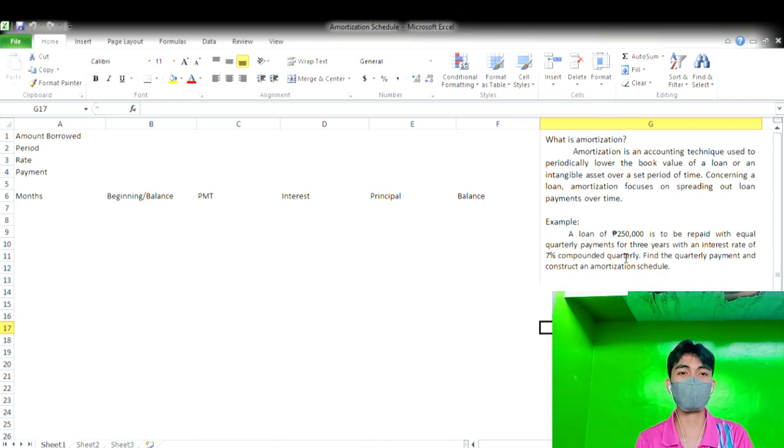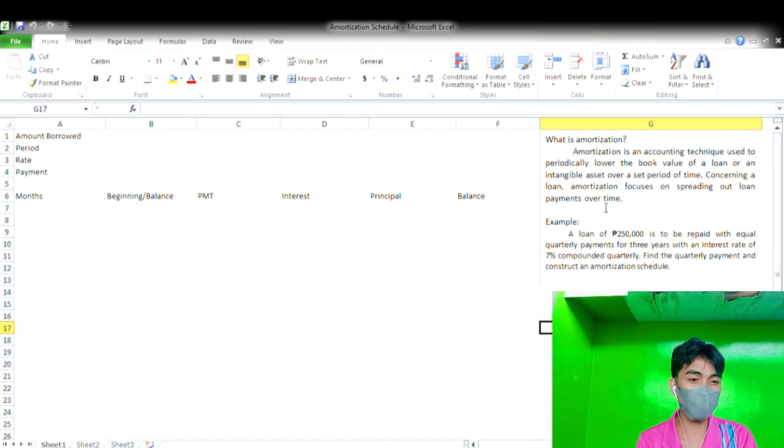But before that, let us first define what amortization is. Amortization is an accounting technique used to periodically lower the book value of a loan or an intangible asset over a set period of time. Concerning a loan, amortization focuses on spreading out loan payments over time. Amortization schedules are used by lenders such as financial institutions to present a loan repayment schedule based on a specific maturity date.